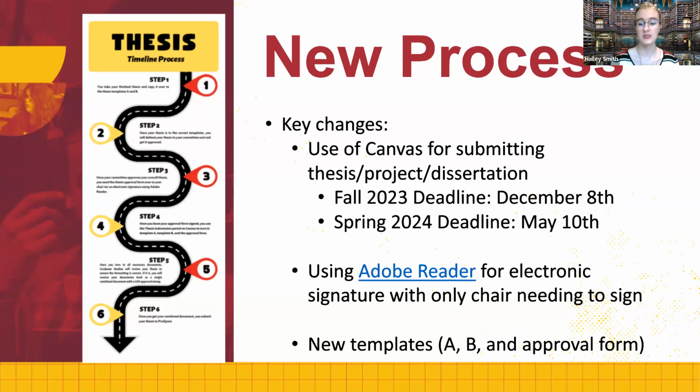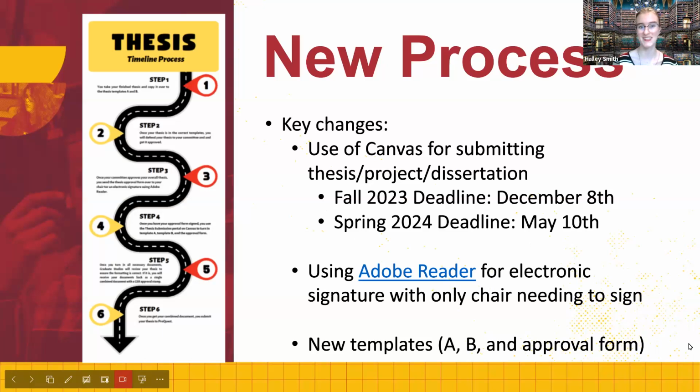Now there are some deadlines for fall 2023, which is this fall. You have a deadline of December 8th to submit, and that's after you've defended, after all of that. Then for spring of 2024, the deadline is May 10th. Another difference is that we have an approval form that needs to be signed. That's always been the case, but now you have to use Adobe Reader to get it signed. And only your chair has to sign the approval form. No one else in your committee needs to.